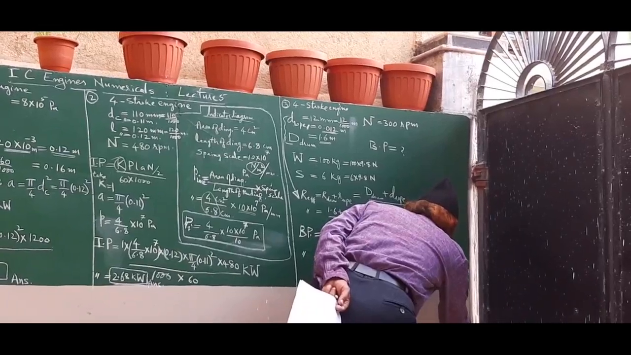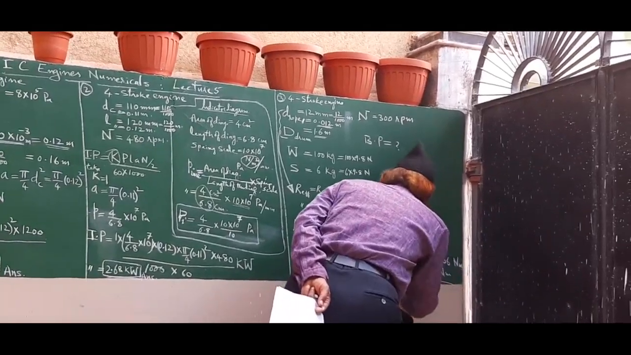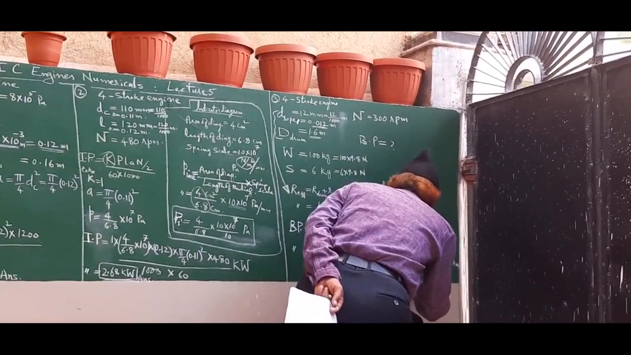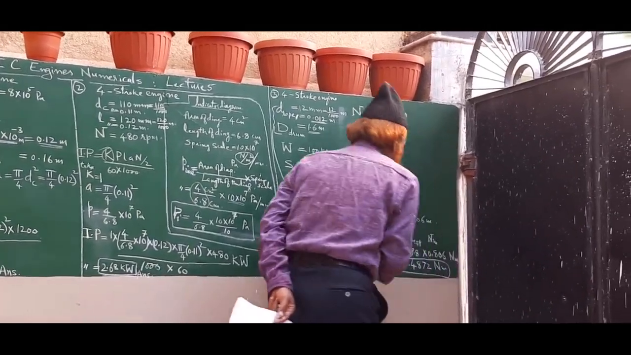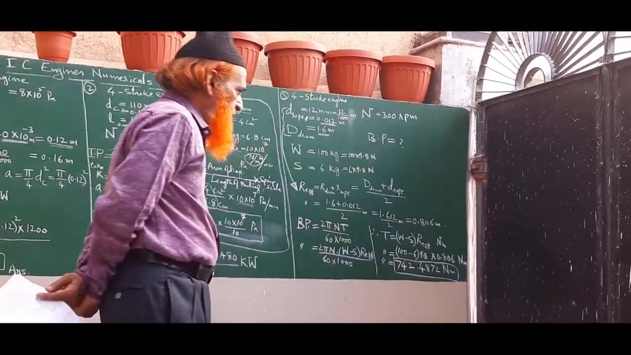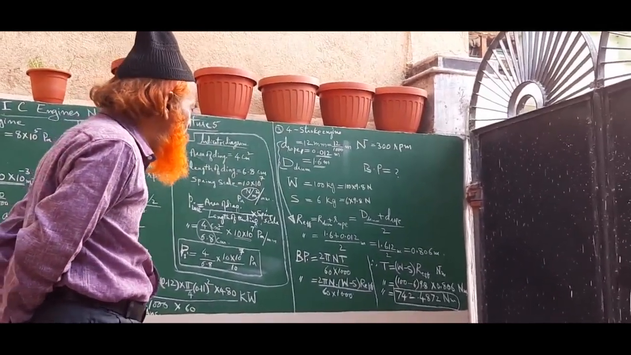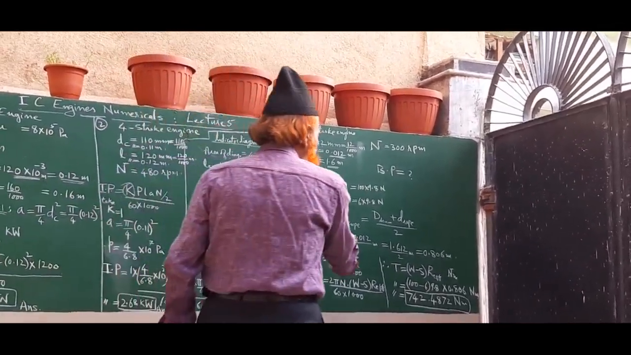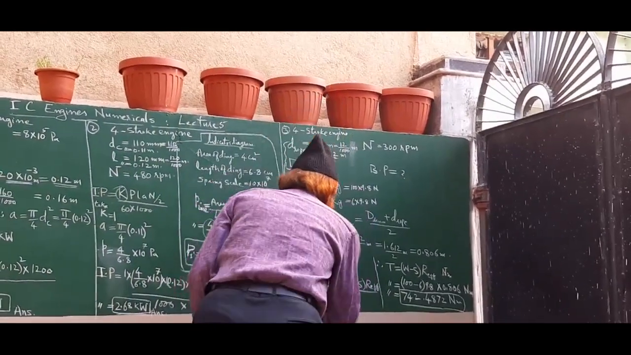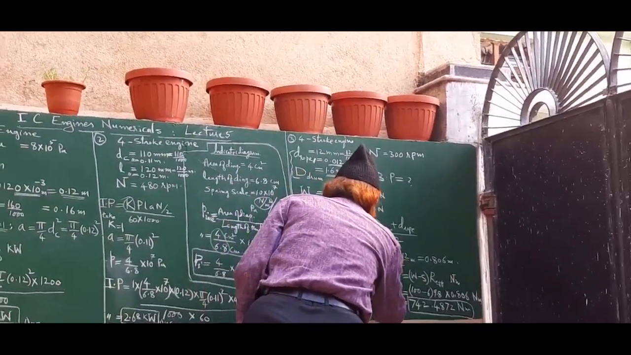These many Newton meter, no? This is one value you got for the torque. How much is the torque you got? Okay. So many Newton meter. Once you get the torque, you can make the calculation by taking this formula 2 pi NT by 60 into 1000. Therefore, so many kilowatts you are getting the brake power.